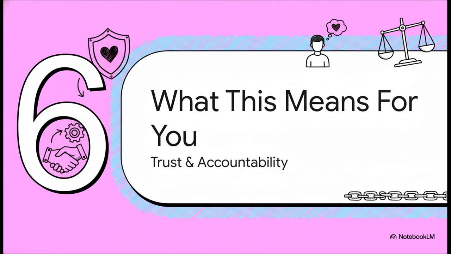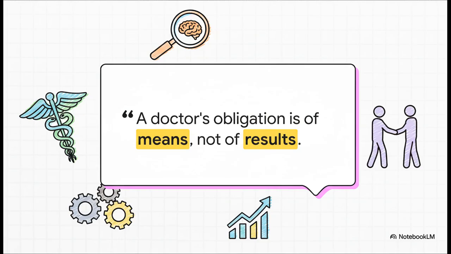So, okay, we've broken down all these legal ideas and potential mistakes. What's the big picture here for you as a patient? Well, it all comes down to one thing: building a system of trust. And you do that through accountability. And this brings us to probably the most important takeaway from all of this.